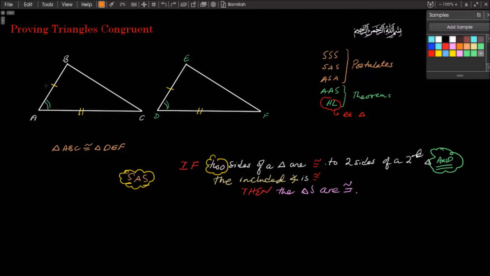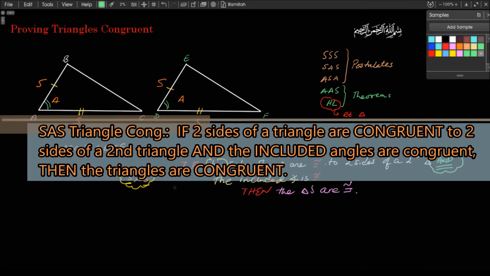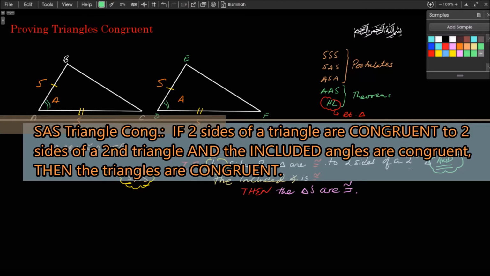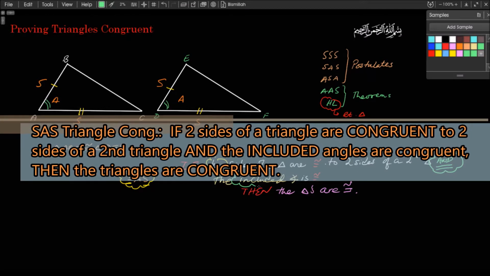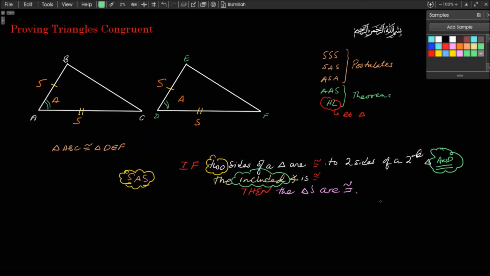Thus, in the side, angle, side triangle congruence postulate, we have side, angle, side that are congruent in that order. So again, the side, angle, side triangle congruence postulate states that if two sides of a triangle are congruent to two sides of a second triangle and the included angle is congruent, then the two triangles are congruent.